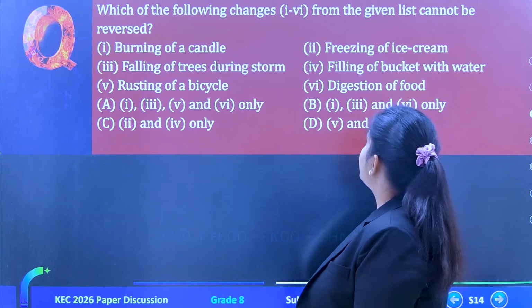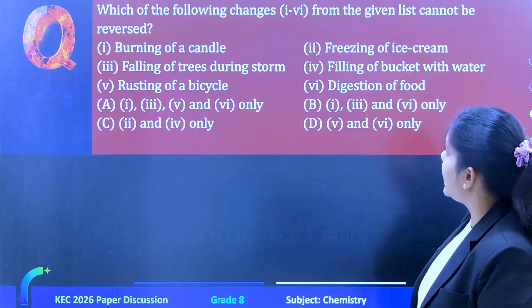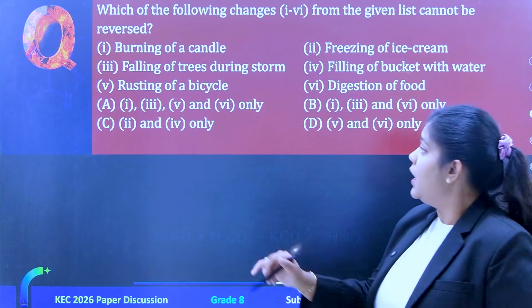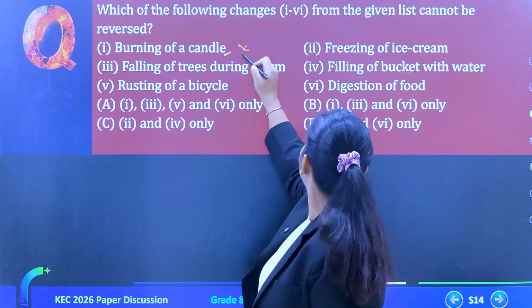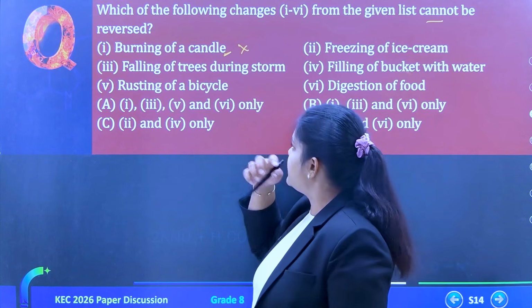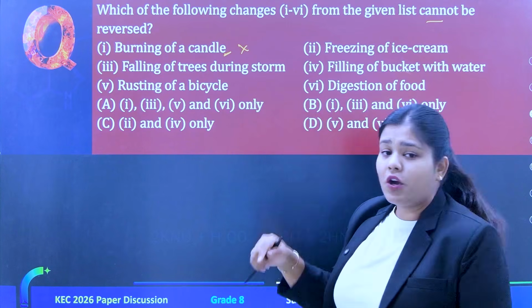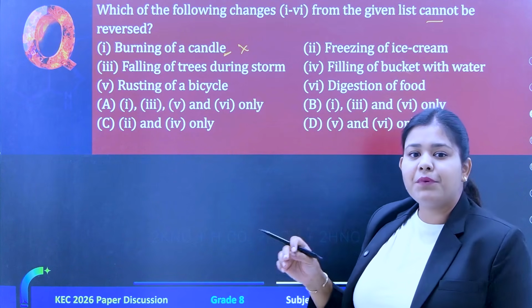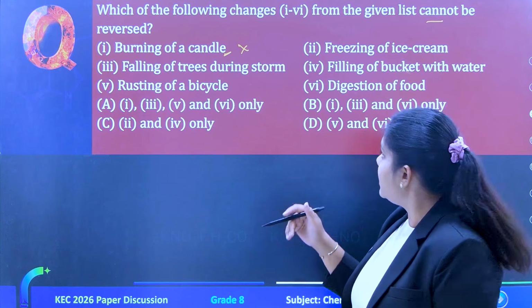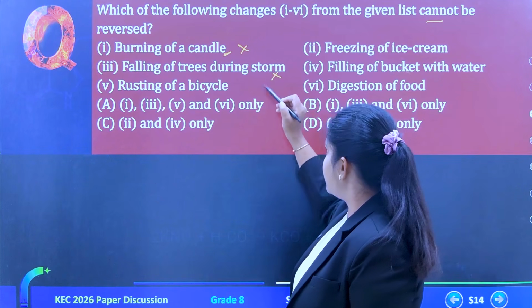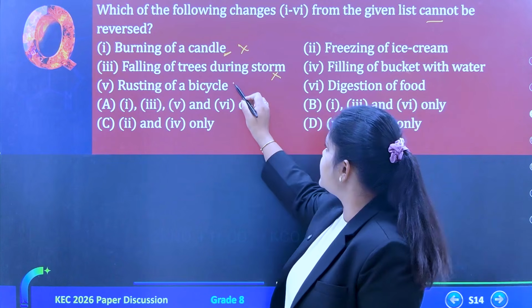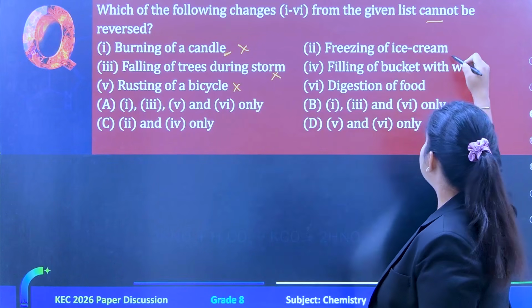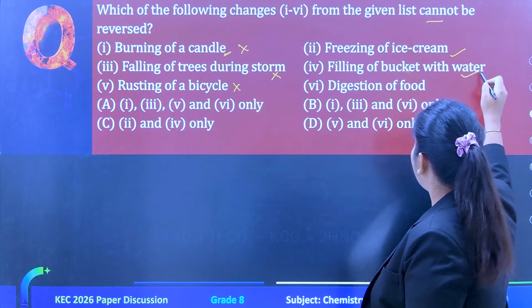Okay, which of the following changes 1 to 6 cannot be reversed? If I'm talking about burning, burning cannot be reversed. It is saying cannot. Falling of trees: once the trees have fallen, they cannot be put back in their place, so this also cannot be reversed. Rusting is a chemical change, cannot be reversed. Freezing can be reversed. Filling of a bucket can be reversed.